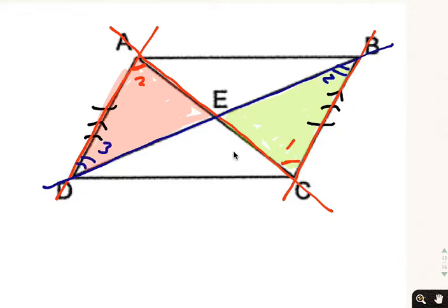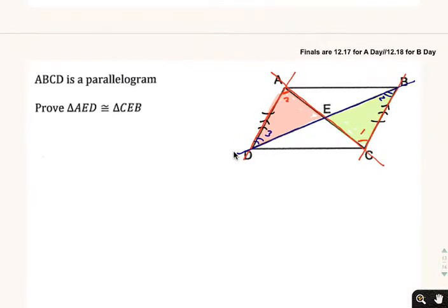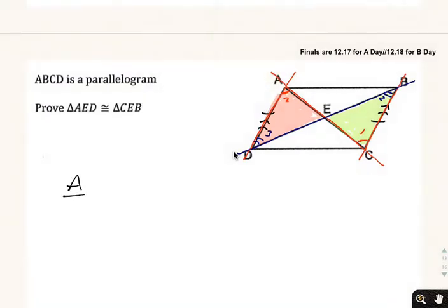So I think what I built for myself is an angle side angle proof. I have the side AD locked in between angles 2 and 3 on the left, and I have the side BC locked in between angles 1 and 2 on the right. So there's nothing left to do but actually write the proof. It's going to be an angle side angle proof. So let's write this out, angle side angle. The first thing I'm going to write, and again we have to be careful here, is AD is parallel to BC because it's given to us that it's a parallelogram, and so it suffices here.